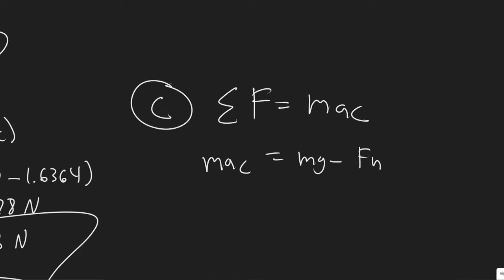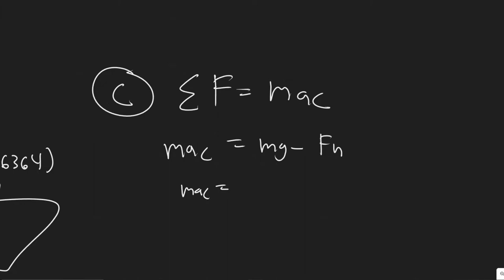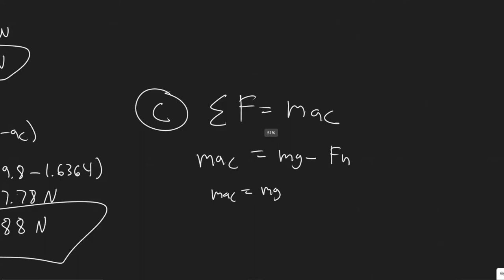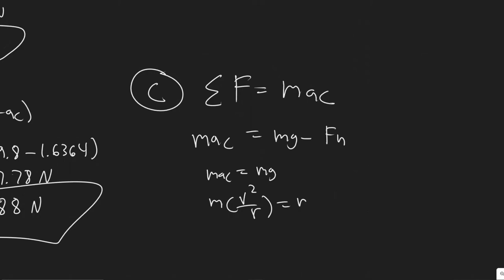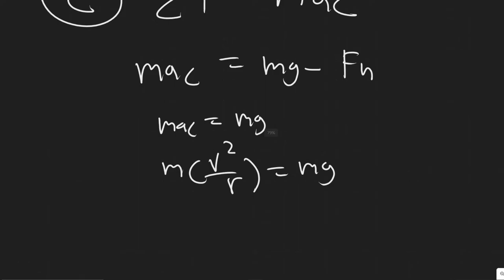And they're basically telling us in this problem, we're trying to find the velocity at which the normal force is zero. So if we want to find that, we just set the normal force equal to zero, right? Because we want to find the velocity when this value is zero. So if we're minusing a zero, it's still that. And then we want velocity, but how do we get velocity from this formula? Well, a sub c is v squared over r. So you have this formula here when the normal force is zero.